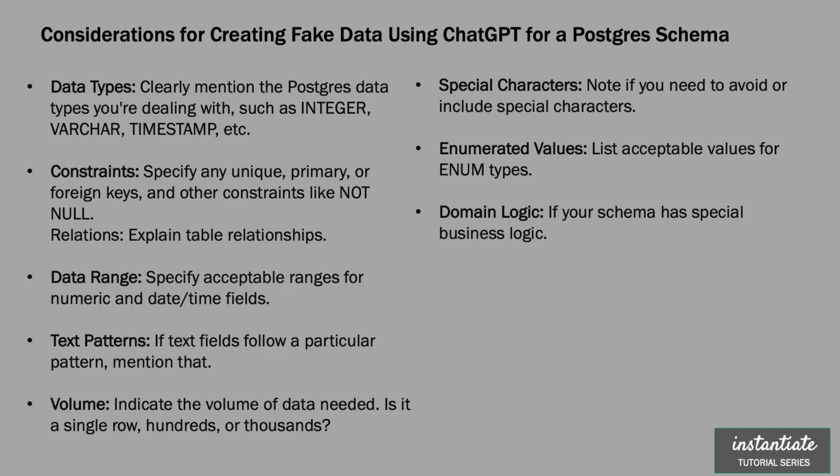So let's look at some of the considerations for creating fake data using ChatGPT for a Postgres schema. Data types: we need clear data types, attributes in the schema, integer, varchar, timestamp, etc. Constraints: any unique, primary, foreign keys, not null. Explaining table relationships, data ranges, text patterns, volume of records needed. How many rows are we going to create? If there's any special characters, enumerated values, or any other special domain logic. We can customize this fake data to our needs.